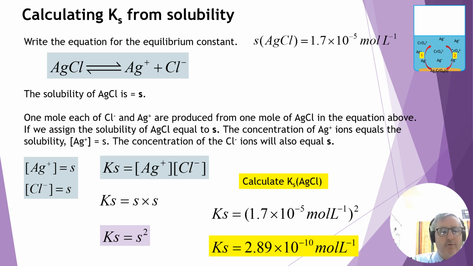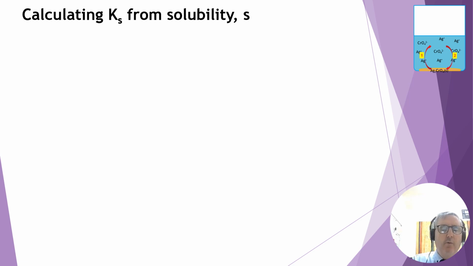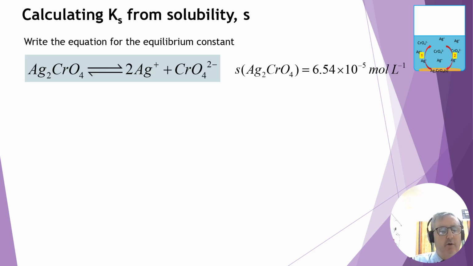So this is the Ks for a sparingly soluble salt or solid that is a 1-to-1 ratio. See, that's silver to chloride, 1-to-1. So just before we go, we'll look at one that's a 2-to-1 ratio. So here, these ions are at 2-to-1. Notice the silver chromate has 2 silver ions for every 1 chromate ion.